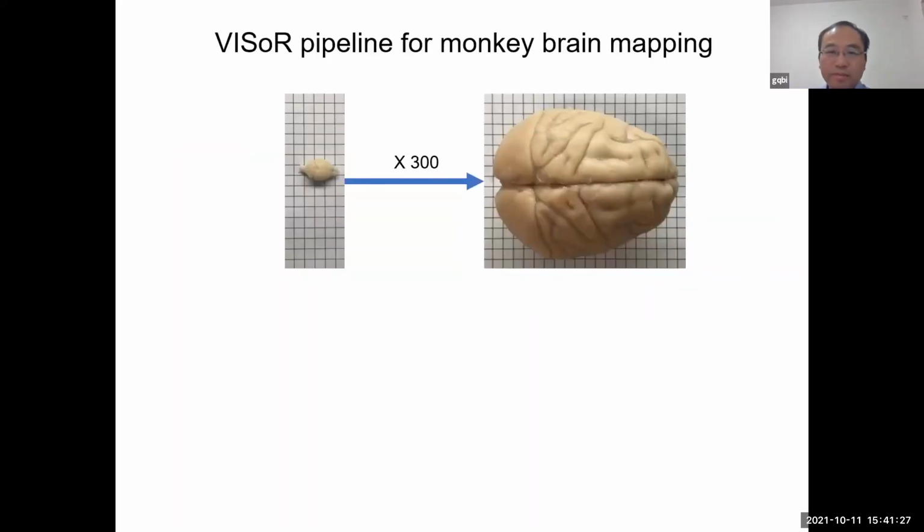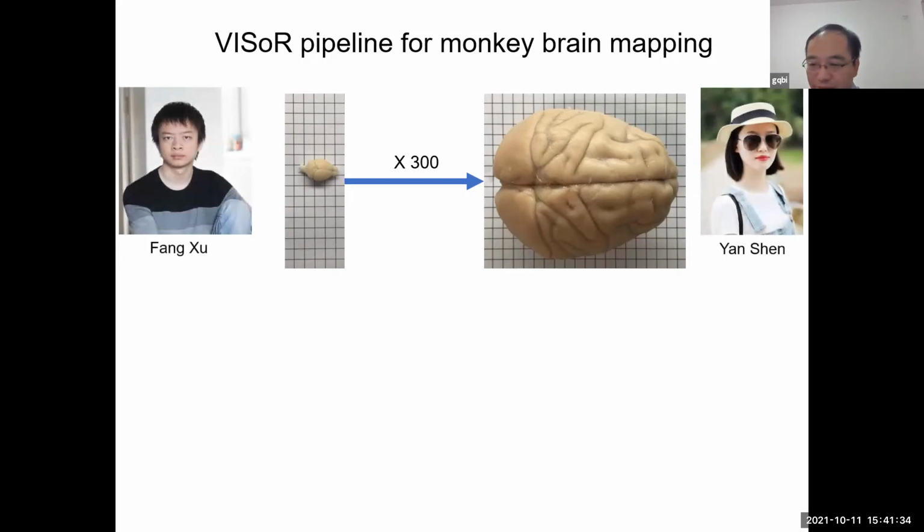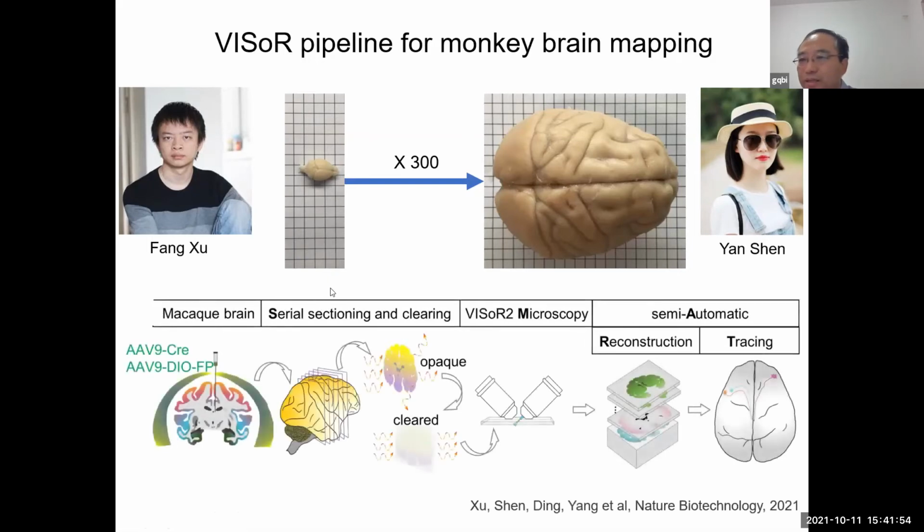Then, with the fast imaging advantages of VISoR, two other talented, very dedicated graduate students, and later a postdoc, Fang, who is now an associate investigator in VIET, tried to expand this technique from mouse to monkey brain. This is about 300 times larger. They had to solve a lot of other issues besides imaging, because when monkey brains are cut into slices, they tend to fall apart. So they had to develop a new embedding approach and also a new clearing approach.